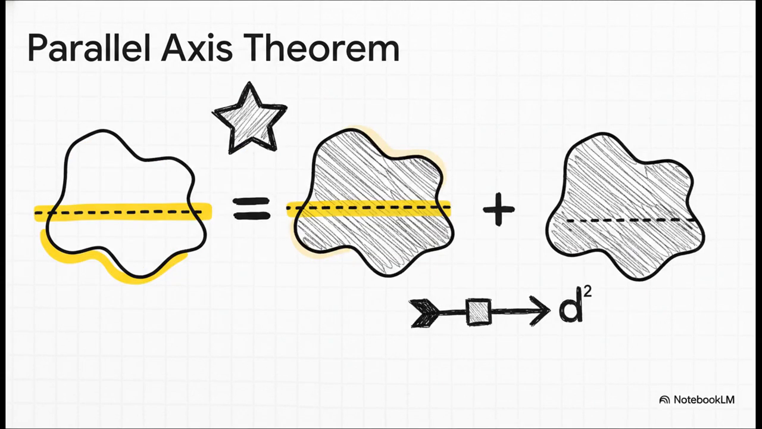And here it is, in all its glory. The moment of inertia about any new axis I is simply the moment of inertia about the centroid, I sub cm, plus this extra term, the total area of the shape A, multiplied by the square of the distance d between those two parallel axes. This formula is pure gold for every competitive exam out there.